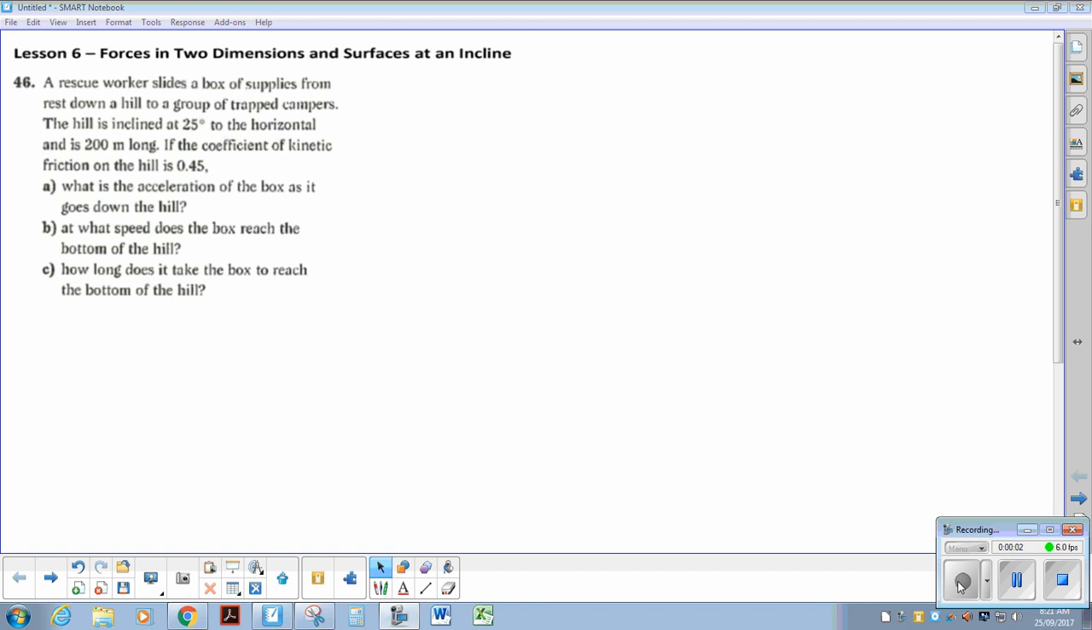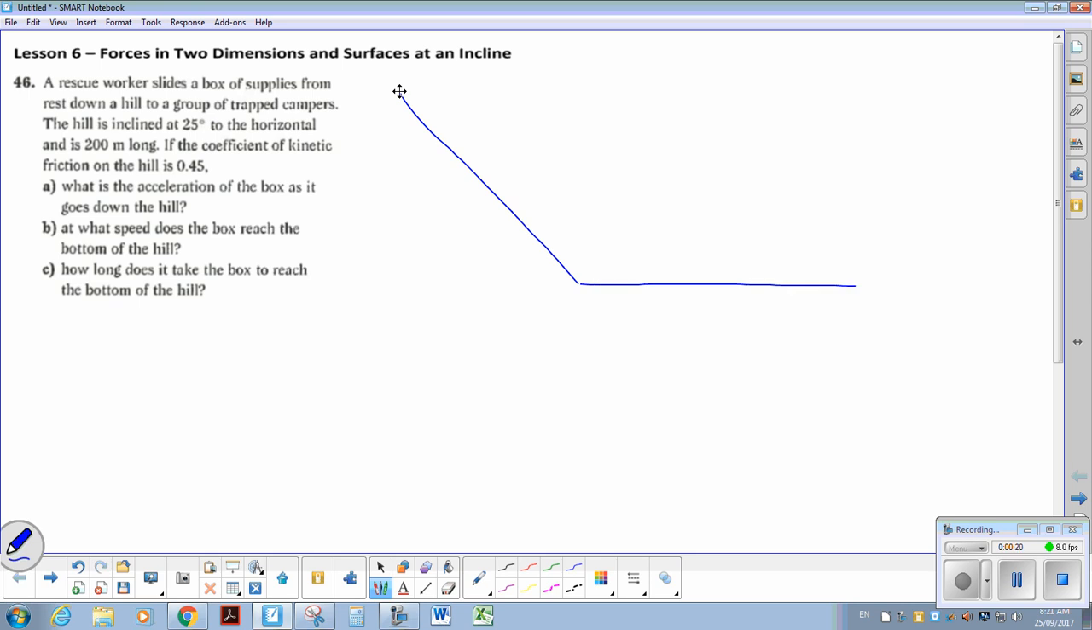Hello, I've had a question in lesson 6, question 46, as to how one would go about doing this particular question. So we have a rescue worker sliding a box of supplies down from rest down a hill to campers that are trapped. So we're looking at a situation like this. The box is just being released to slide down the hill on its own. It's at an incline of 25 degrees. And the slope itself is 200 meters in length.